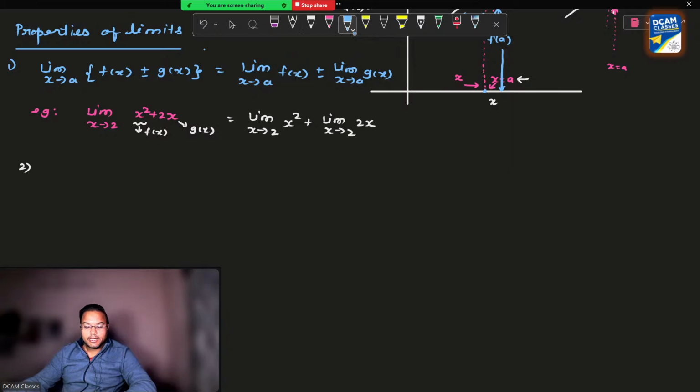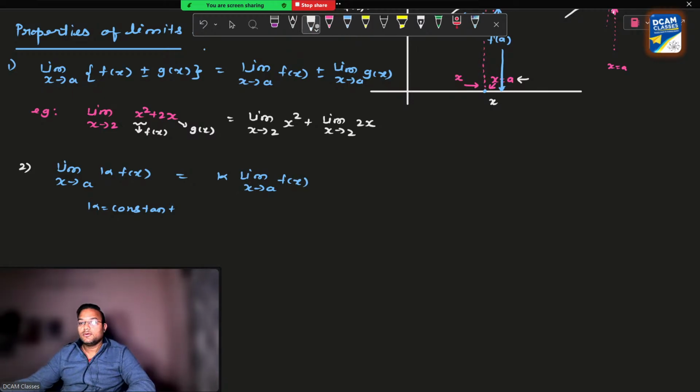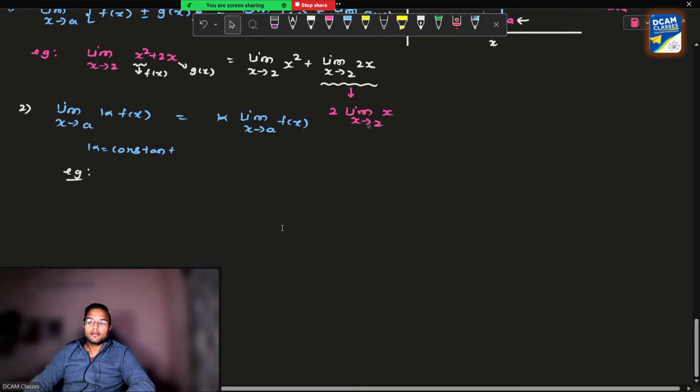So the second part is, if we have limit x tending to a of k into f of x, where k is a constant, the constant term comes outside. It becomes k times limit x tending to a of f of x. Okay, understood? Example, if we take this case, limit x tending to 2 of 2x, if we try to solve it, what will it become? 2 times limit x tending to 2 of x. Clear?